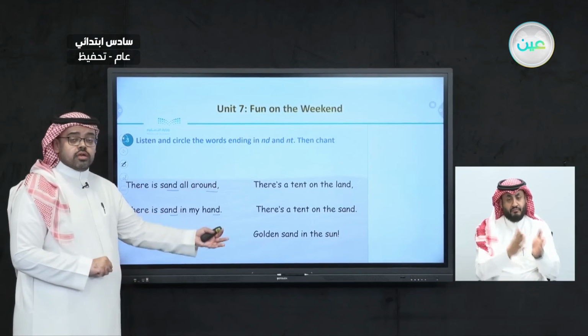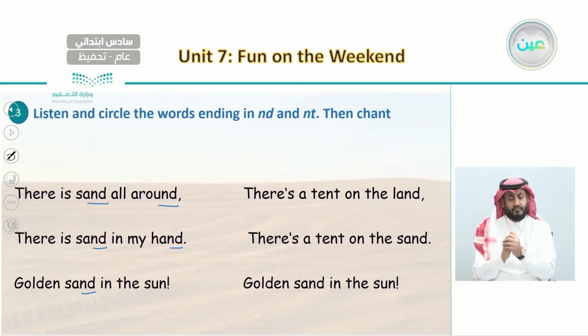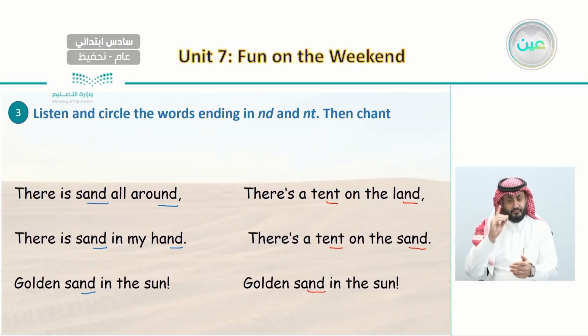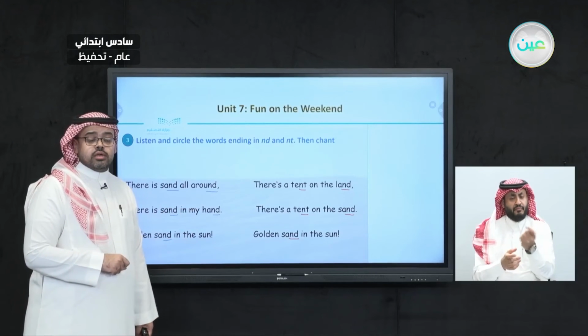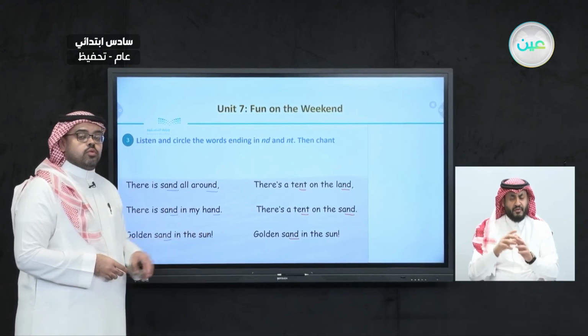Now, let us move on to the second part and find out what are the words that end with NT. Let's choose a different color this time. Let's choose red. There is a tent on the land. So here, tent ends with NT and land ends in ND. And there is a tent on the sand. Here also, tent ends with NT and sand ends with ND. Golden sand in the sun, and this word also ends with ND. So, can you count and tell me how many words we underlined here? Exactly, here we have 10 words. Two of them end with NT and the rest end with ND.